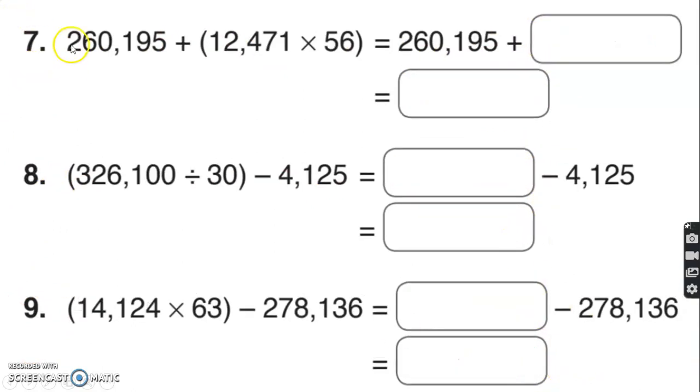Let's proceed to 7, 8, and 9. Kids, this time, you can answer it by yourself. Again, you can use your own calculator. It's okay to use your calculator in these activities. All you have to do is answer 7, 8, 9. Do you understand?